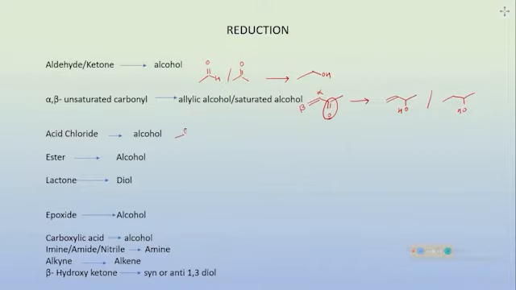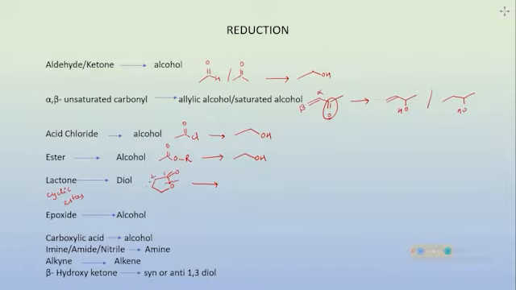Acid chlorides, C double bond O Cl. These on reduction produce alcohol. Esters, C double bond O OR. These on reduction also produce alcohols. Lactones. What are lactones? Cyclic esters are called lactones. So this is a cyclic ester and it is a lactone. This on reduction produces diol.